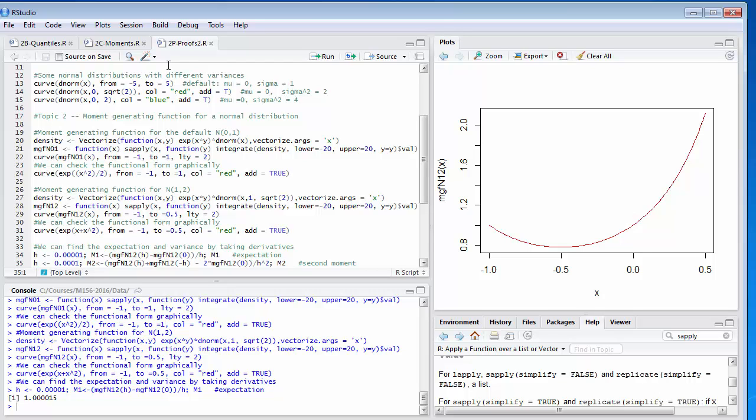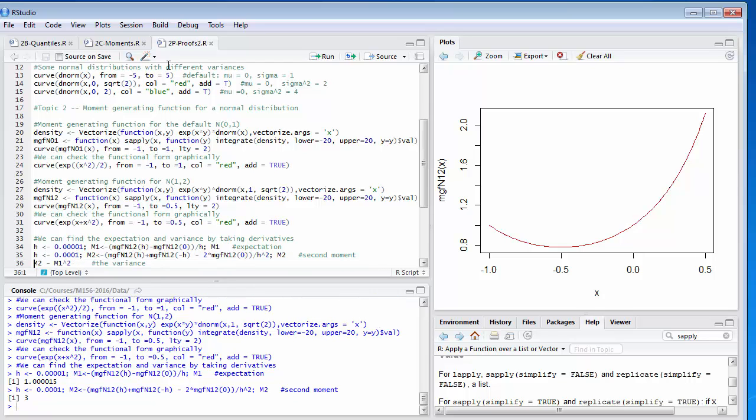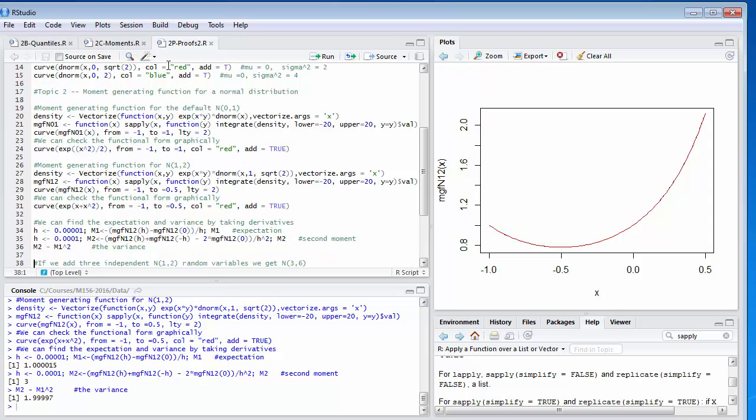That's the expectation. That worked out pretty well. And if I take the second derivative, which I can do approximately by taking the value at h plus the value at minus h, subtracting twice the value at 0, and dividing by h squared, I get the second moment. And when I take the second moment minus the square of the first moment, there's my variance, which indeed came out very close to 2.